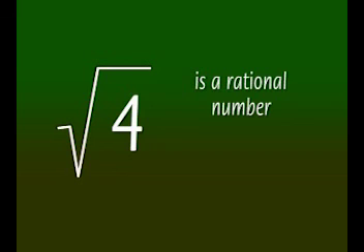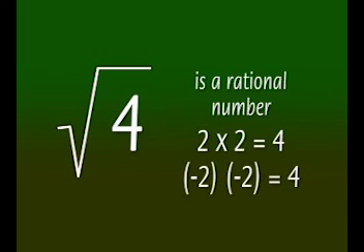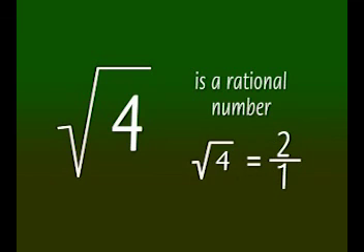But the square root of 4 is very rational because positive 2 times positive 2 is equal to 4 and negative 2 times negative 2 is equal to 4. The square root of 4 is either positive 2 or negative 2. Since the square root of 4 can be expressed as the ratio of 2 and 1, then the square root of 4 is a rational number. It does not belong to the family of irrational numbers.